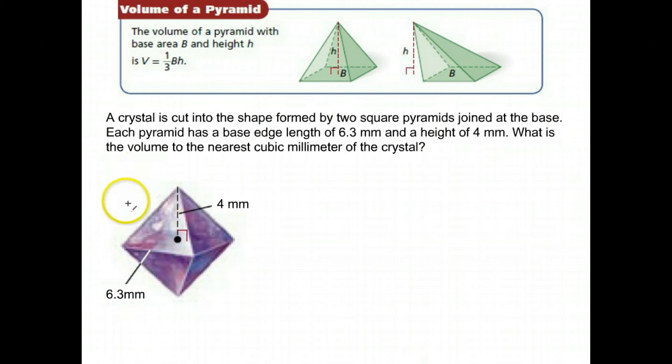All right, here is another application of volume of pyramids. It says a crystal is cut into a shape formed by two square pyramids joined at the base. So we have two pyramids. One is the top, the other is the bottom. Each pyramid has a base edge length of 6.3 millimeters, which they have labeled for us, and a height of 44 millimeters. What's the volume to the nearest cubic millimeter of the crystal?